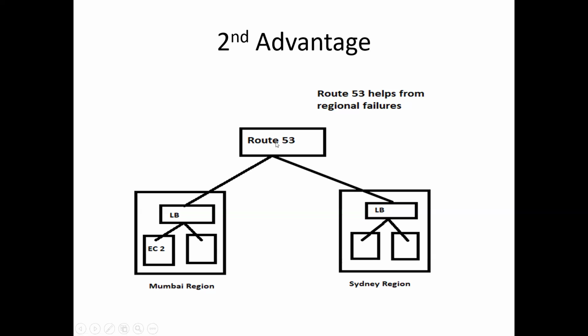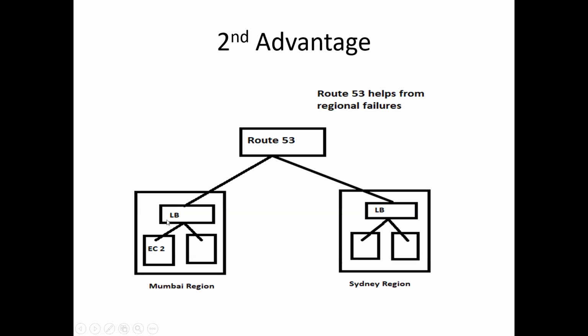So what is this Route 53 doing? Usually, if I'm sending a request by using the domain name, DNS converts the domain name to the IP address, so that I can access the application. The second advantage we have with Route 53 is that it also helps us with regional failures. How is it helping us?